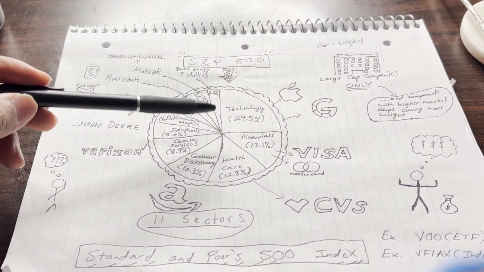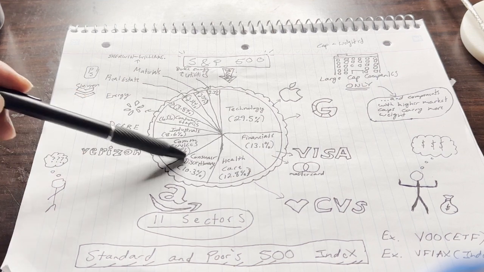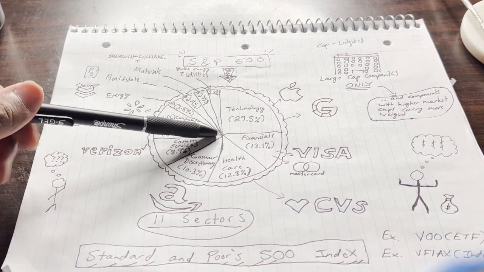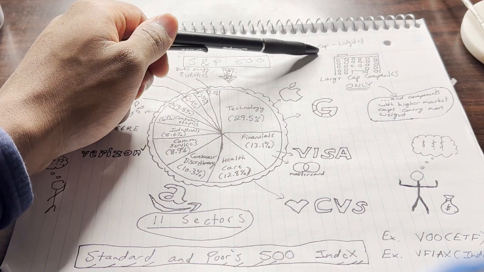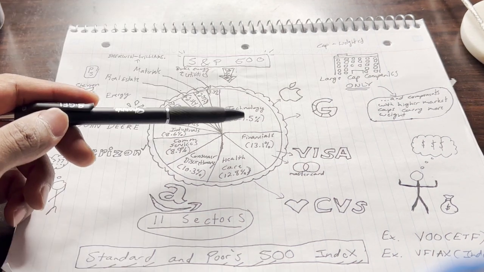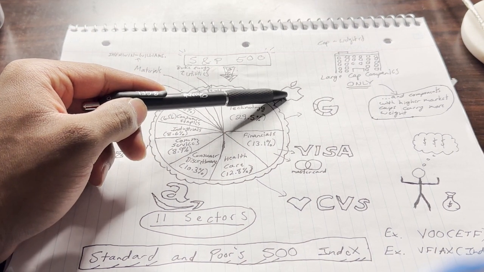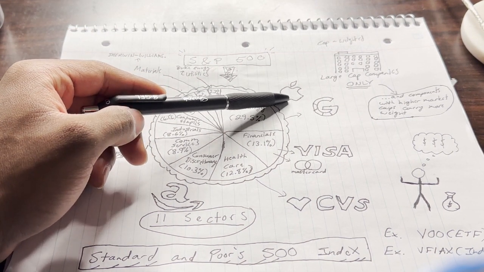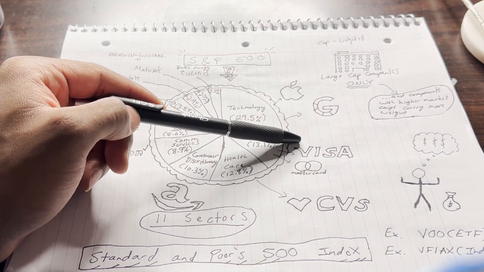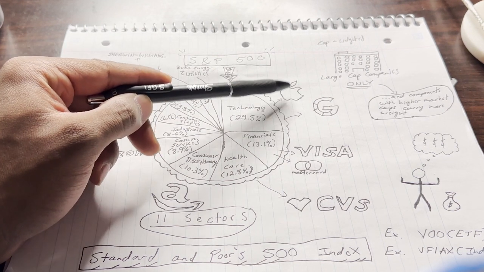So it takes the companies and splits them up, and it weighs these sectors, but these are cap weighed, as we can see right here. And cap weighed just means that if a company such as Apple has a bigger market cap than, say, a company like Visa, Apple is going to be weighed more.